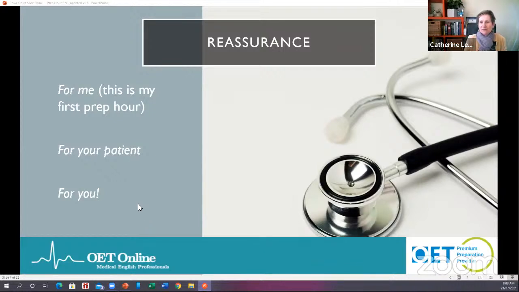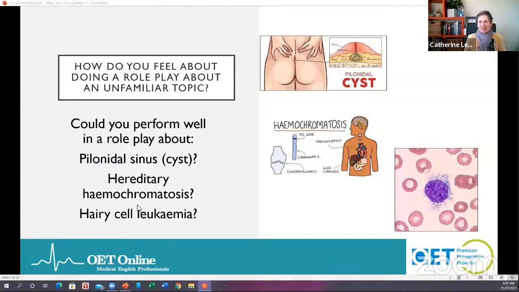I want to give you the reassurance that you can also do well in the exam, no matter what the topic. So these are some examples of what I thought might be difficult topics for you in your exam. We've got some examples here of conditions that you haven't seen or heard of before.